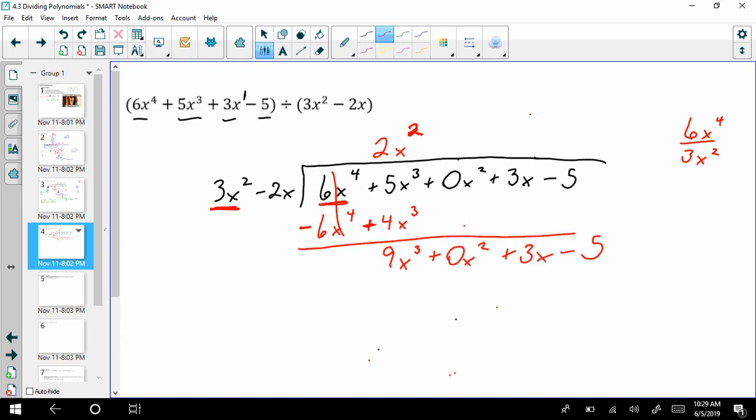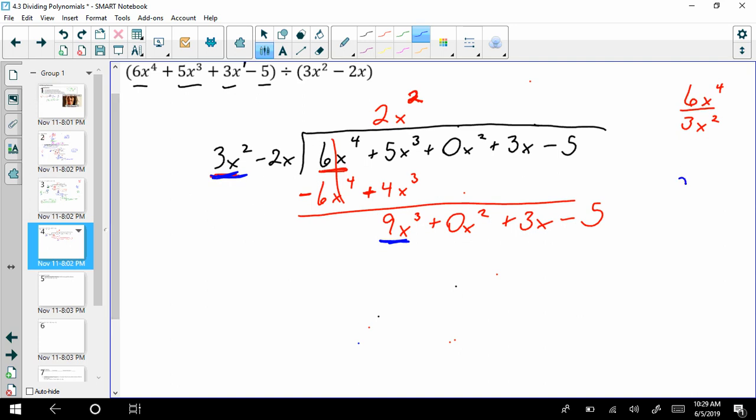And now we're going to start over. So highest term, 3x squared, and highest term, 9x cubed. Let's divide. So if I divide those, I get 3x. Multiply 3x back through, so 3x times 3x squared would be 9x cubed. 3x times negative 2x would be negative 6x squared.